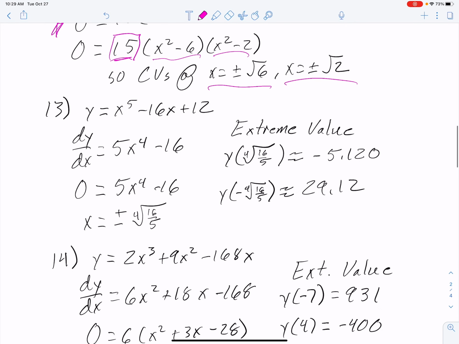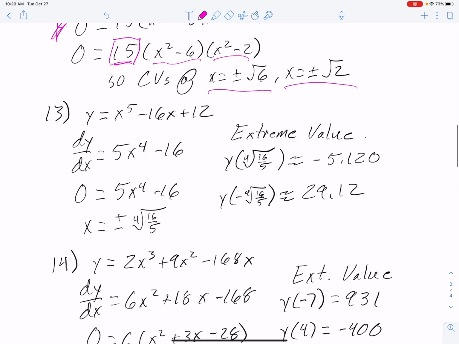Now, these last problems ask for extreme points. I will never ask you for extreme points. I will only ask you either for the critical value or the extreme value. So don't expect anything on a quiz or a test to ask you for extreme points. But if we're trying to find extreme points, we're doing that same work from above.